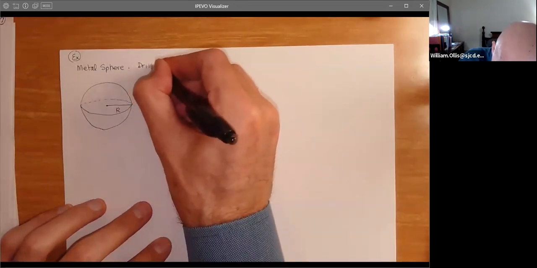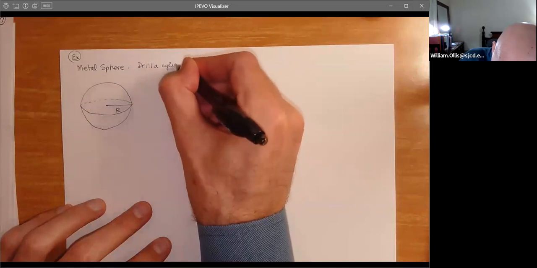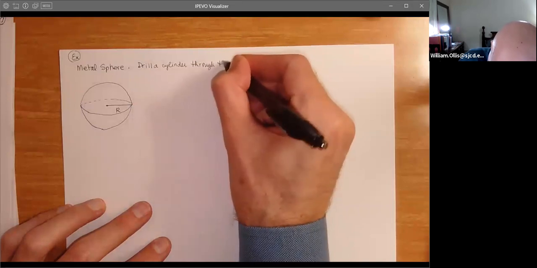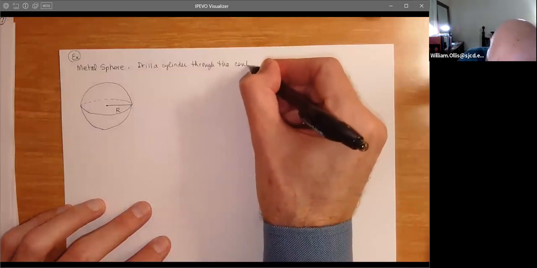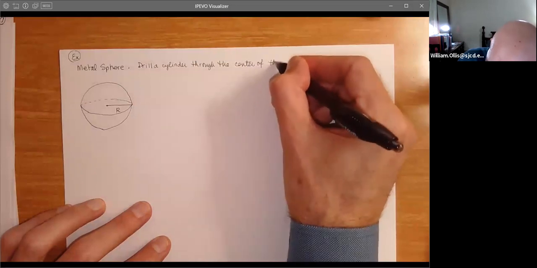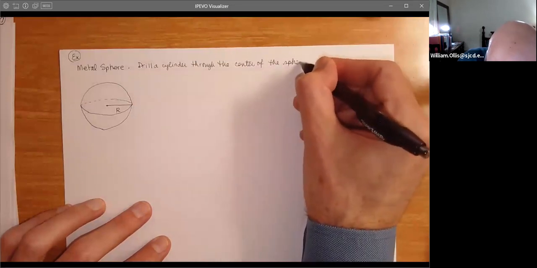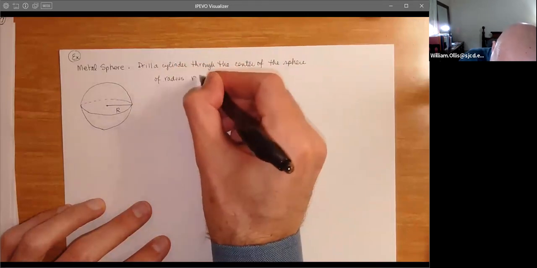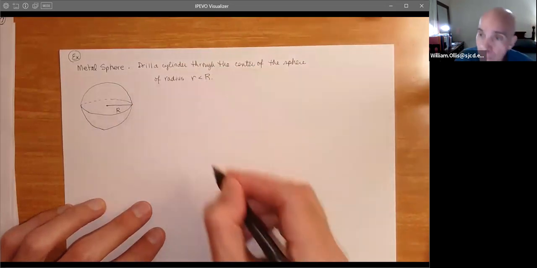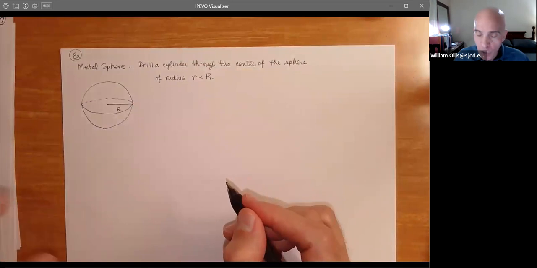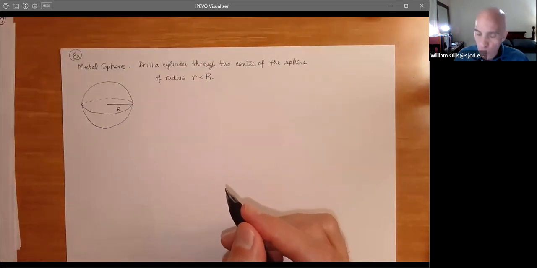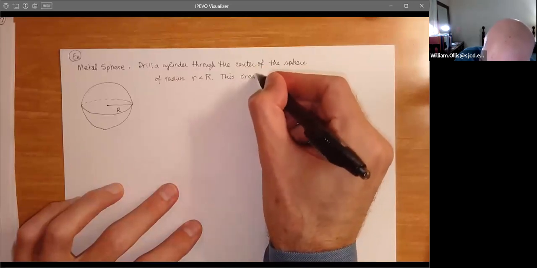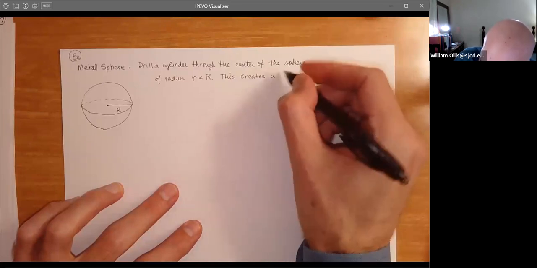So drill a cylinder through the center of the sphere of radius uppercase R, with lowercase r less than uppercase R. And so basically when you do that, you create a ring.